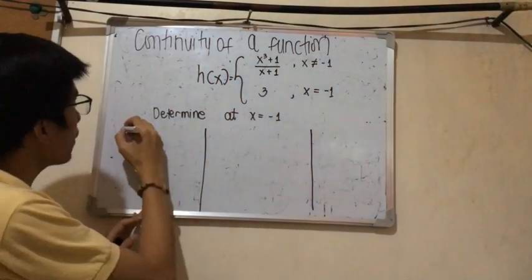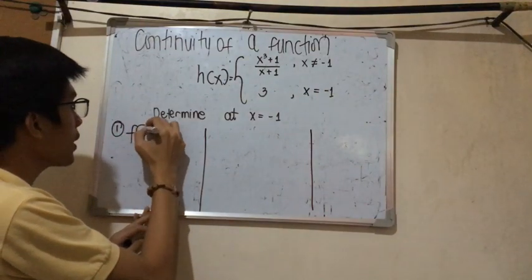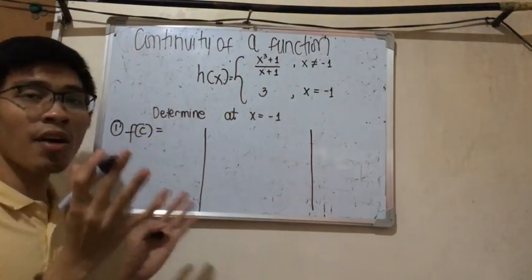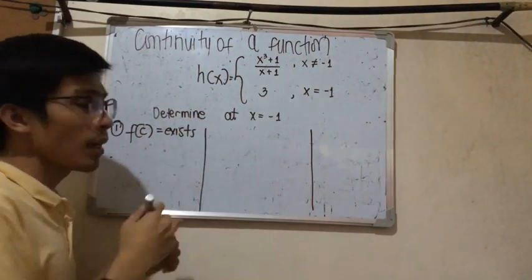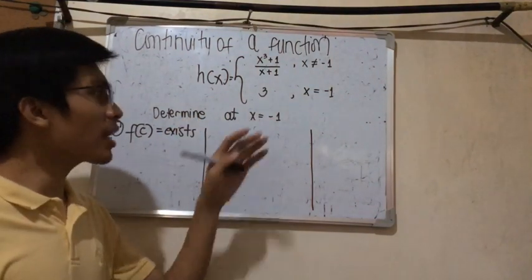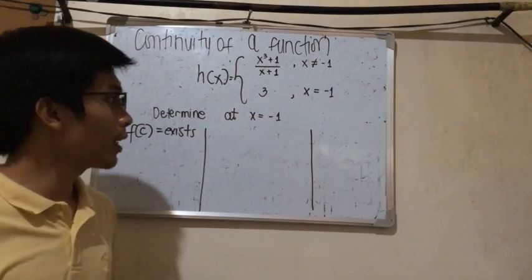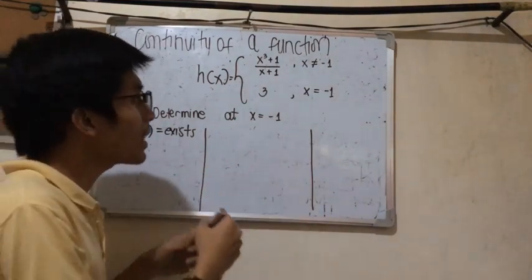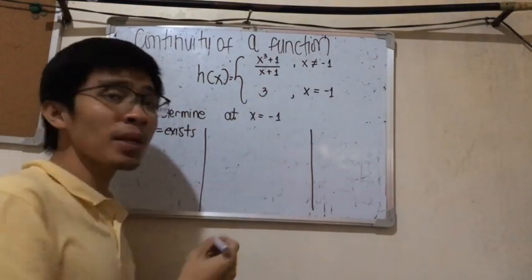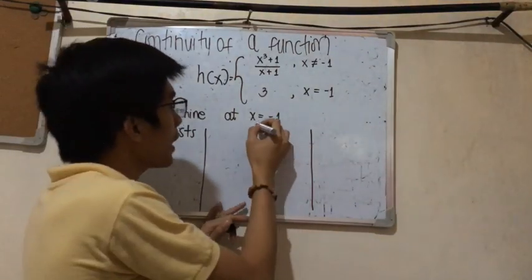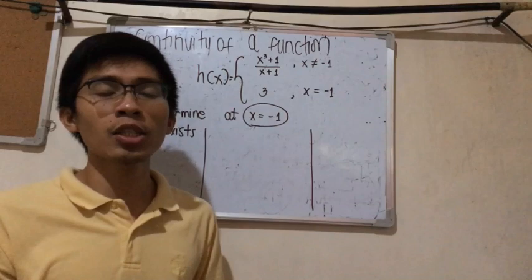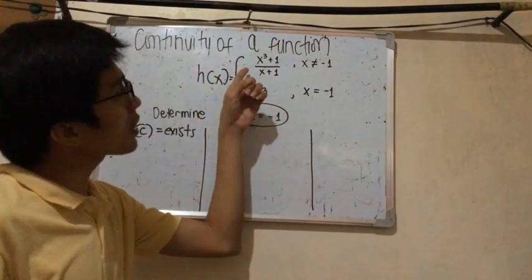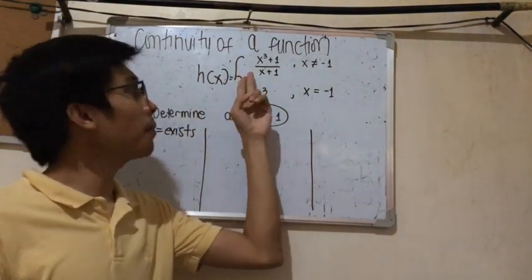For condition number 1, let's try to identify if the f of c exists. Meaning, once we evaluate at negative 1, does it exist? Question is, since this is a piecewise function, x is equal to negative 1 only applies to one function. Does it apply to this function?